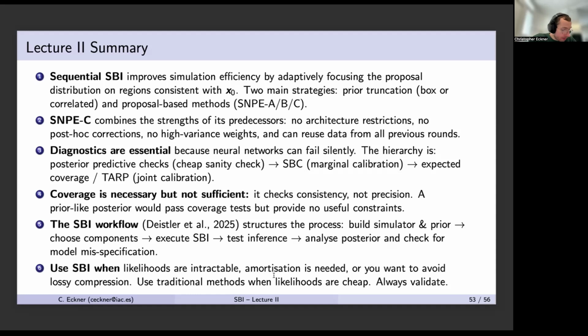And use simulation-based inference whenever there is no tractable likelihood, you need amortization, or you want to avoid compressing your observation too much, which might erase information that might otherwise be useful to actually constrain the parameters of the model. While traditional methods are still the gold standard where you can use them because they give you a well-defined answer to the problem.